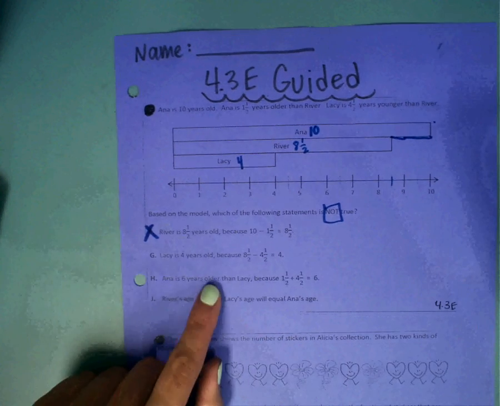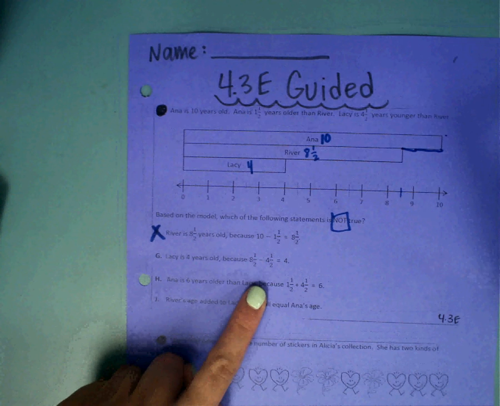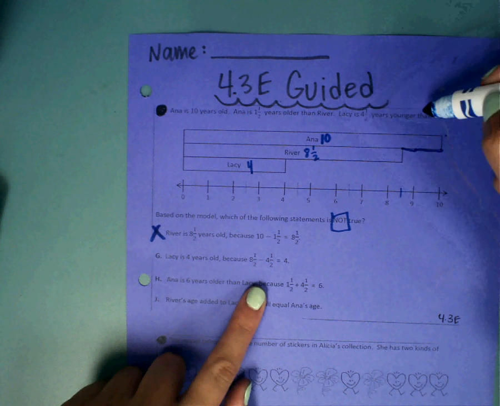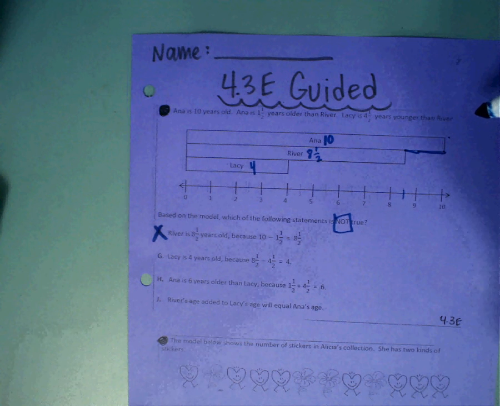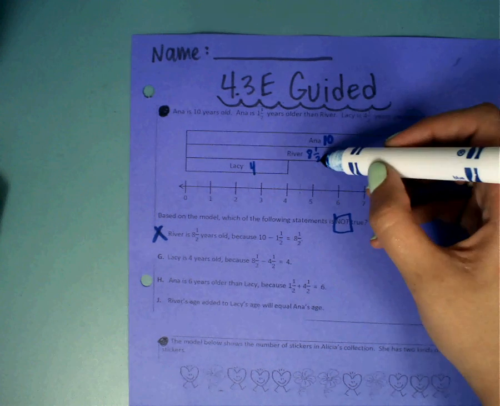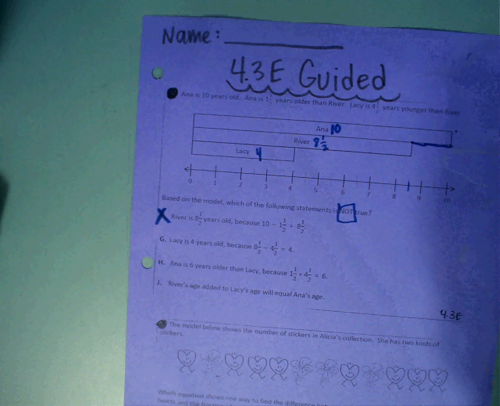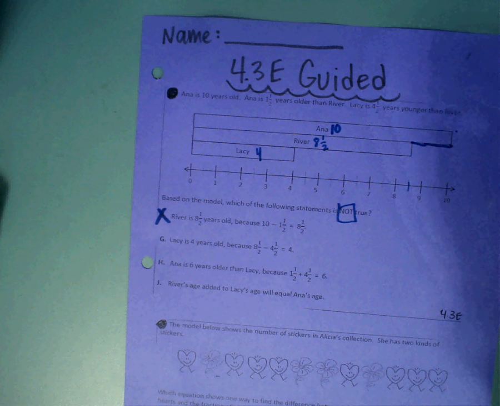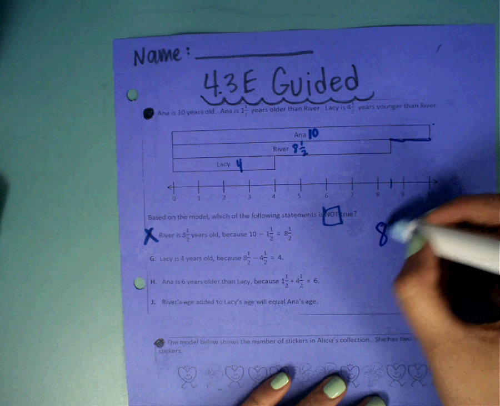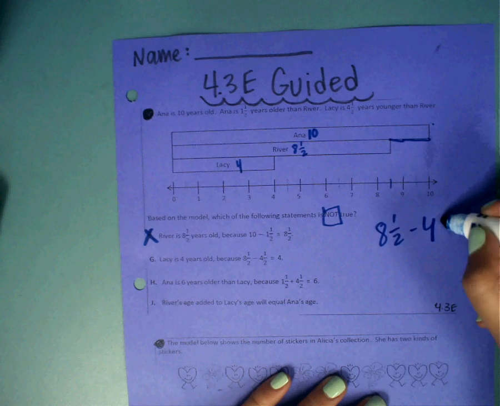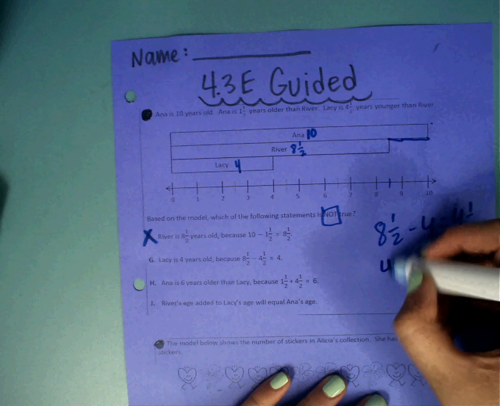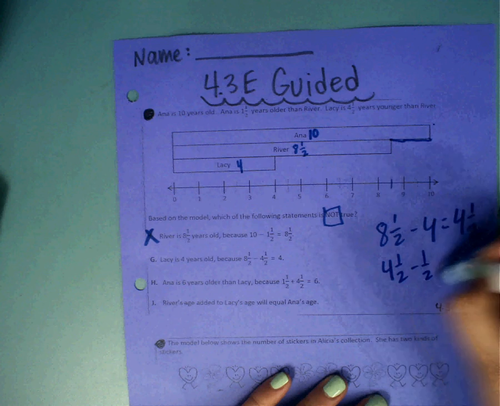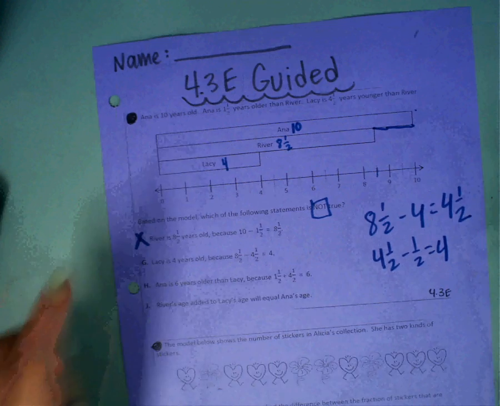Lacey is 4 because 8.5 minus 4.5 equals 4. Well, it says that Lacey is 4.5 years younger than River. So River is 8.5, so 8.5 minus 4.5. Well, let's see. What's 8.5 minus 4 would be what? 4.5. And then if I subtract another half, 4.5 minus half would just be 4. So yes, that's also true.